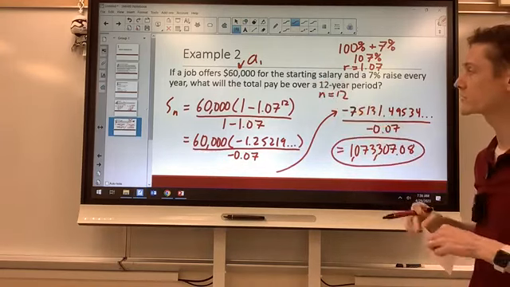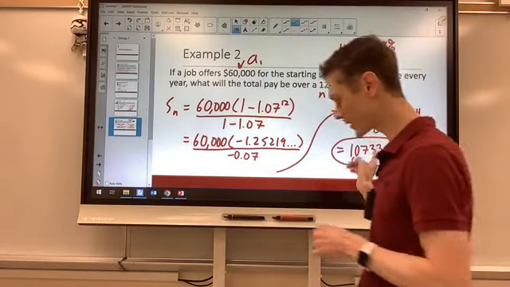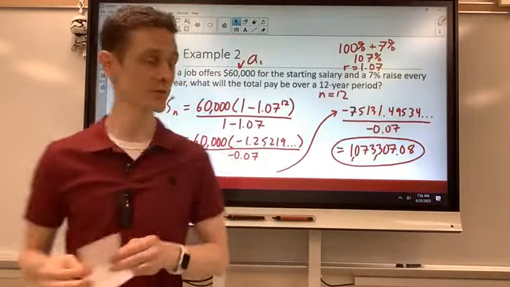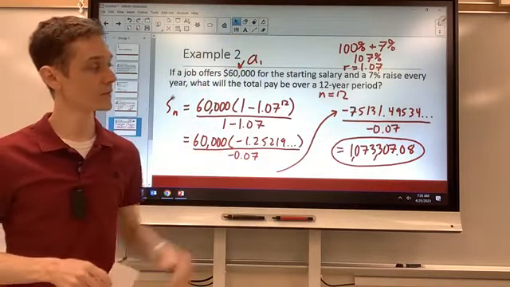So we ended up with a little over $1 million after working at this company, starting with $60,000 pay and earning a 7% raise every year for 12 years total. That's not your pay in the 12th year. That would be a sequence instead, the a sub n value. This is the series adding all of our pay up for 12 years.